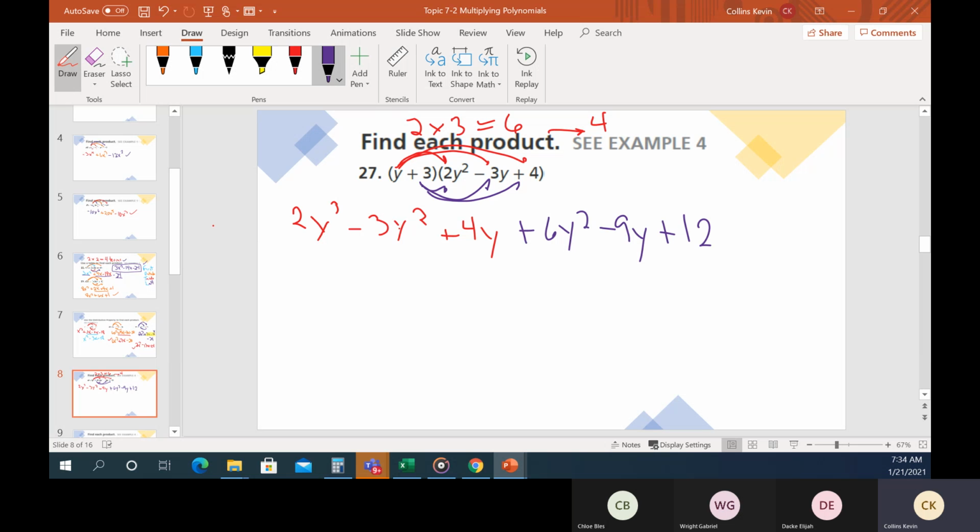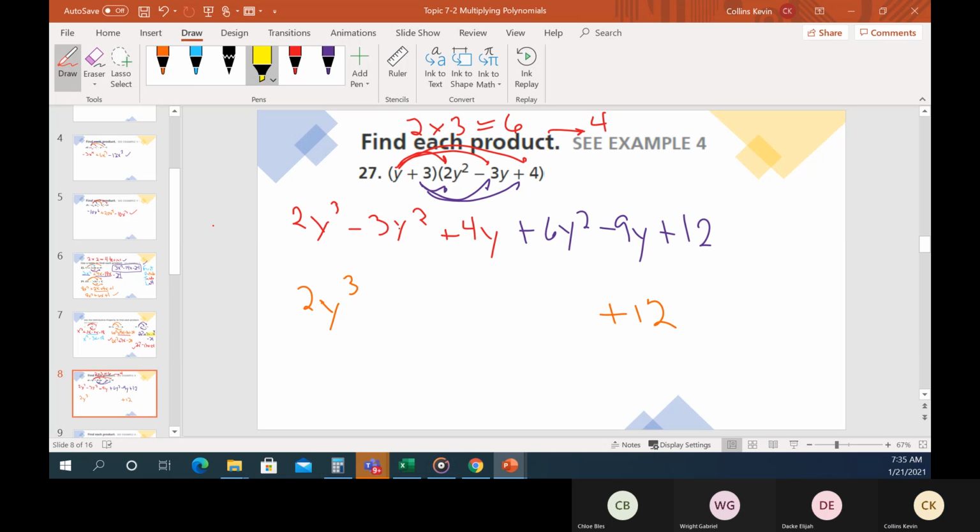Okay, so you're going to see a pattern here as well. In this case, you're going to have a y to the third term. Just one of those guys, so we bring him down. And then just your regular number. Just bring him down.